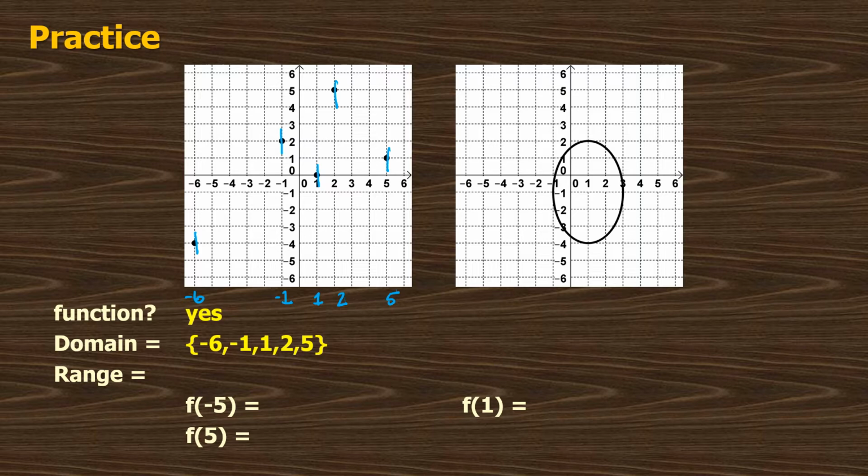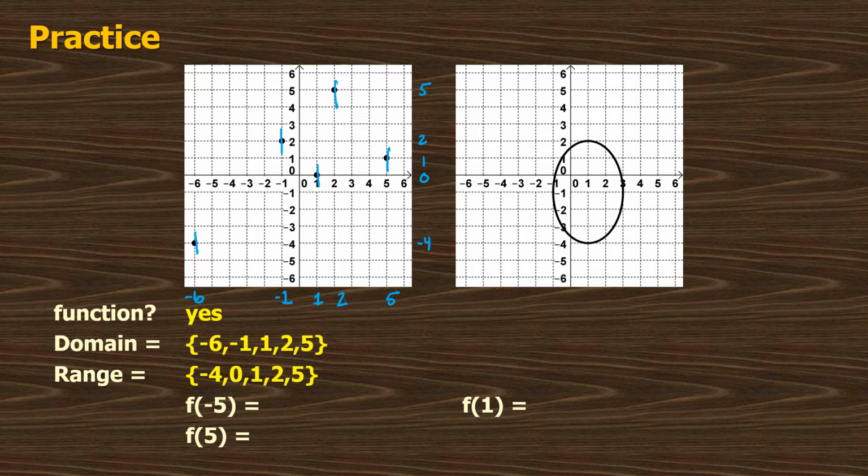Range is all about up and down. It's all about y-coordinates. And I have a y-coordinate -4, I have one at 0, I have one at 1, one at 2, and one at 5. Those 5 values are the only 5 values in my range. Do not write it as an interval because they're not connected height-wise.